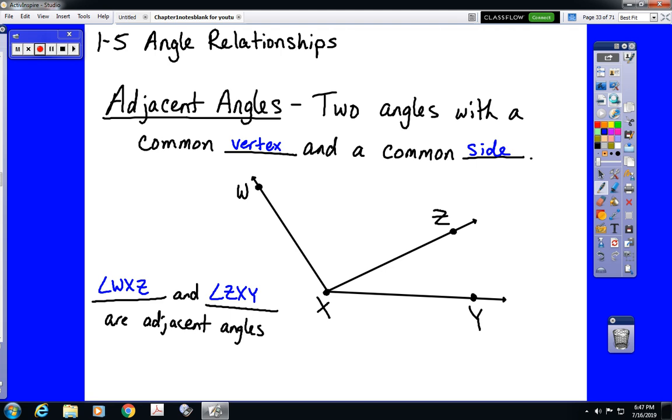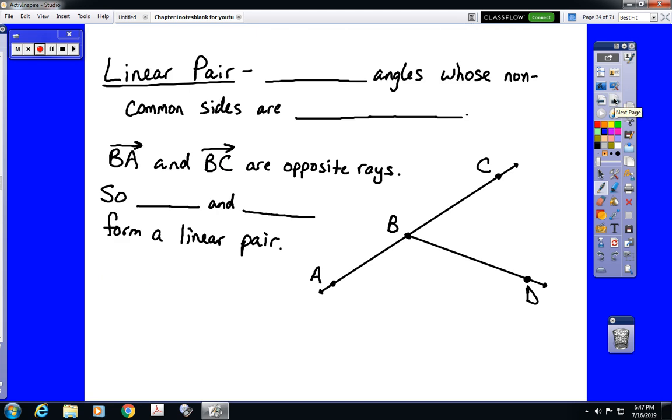Now within that idea of adjacent angles, there's one special type of adjacent angles called a linear pair. A linear pair is a pair of adjacent angles whose non-common sides are opposite rays. So, for instance, if we wanted to, we could draw a line, draw a ray in, and we could say angles 1 and 2 form a linear pair.